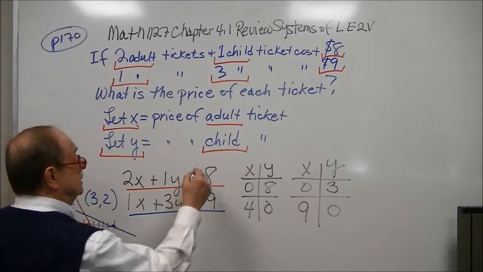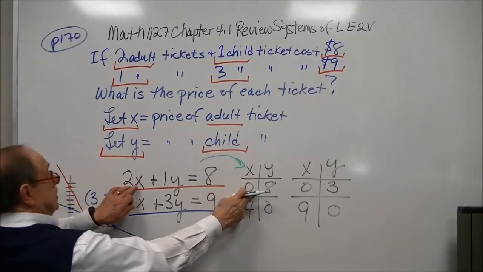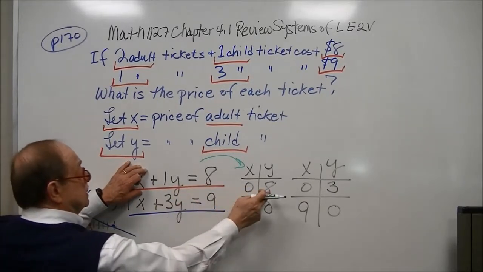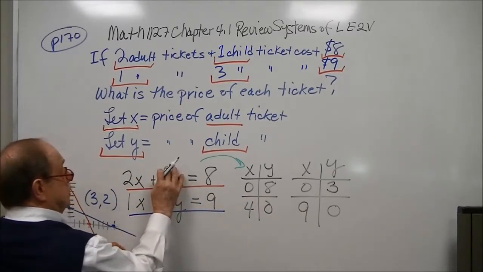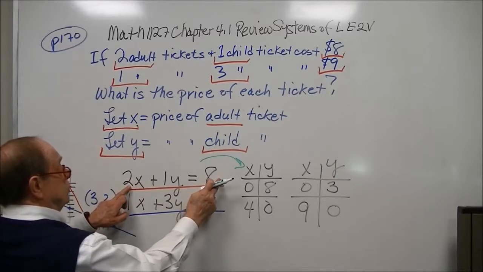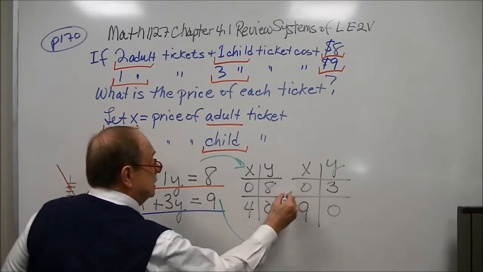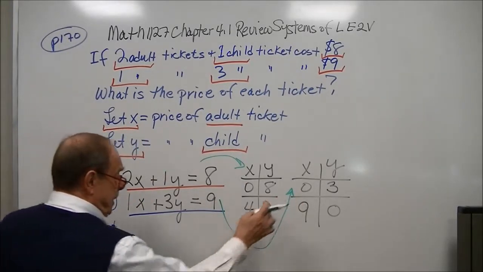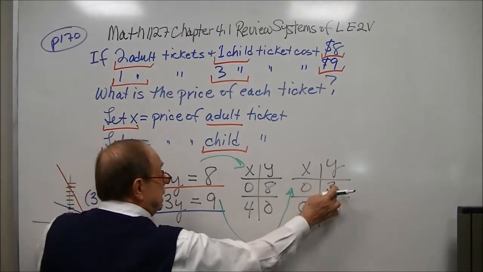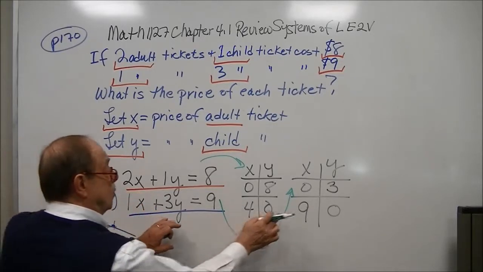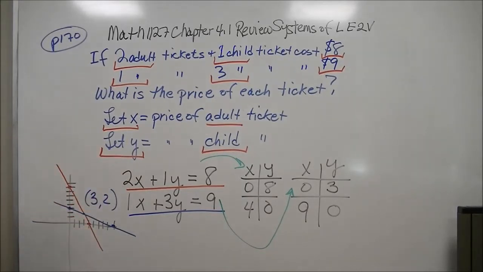So for this first one, if x is 0, then y equals 8. Now in the next one, if y is 0, we're going to divide both sides by 2, and we get x equals 4. Then we have this one. If x is 0, y is going to be 3. And if y is 0, x is 9. So I have two sets.